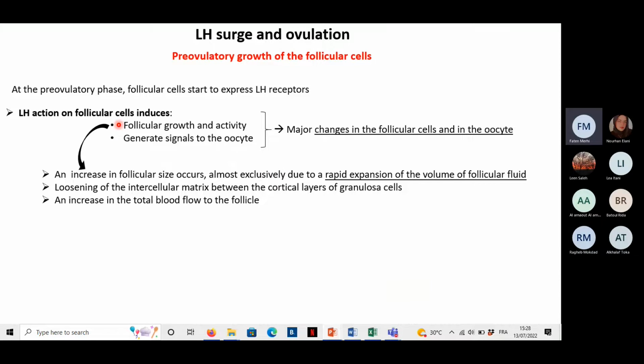And also, as a consequence of this LH surge, we will have a loosening of the intercellular matrix between the cortical layers of the granulosa cells and the peripheral layers, the mural granulosa cells. This will help in ovulation and an increase in the total blood flow of the follicle.